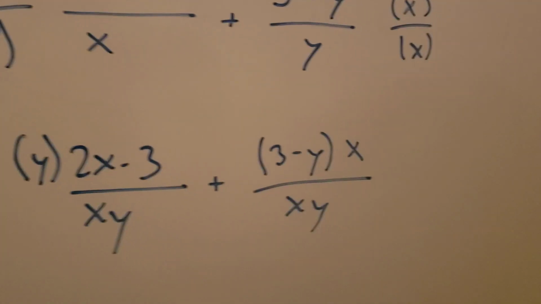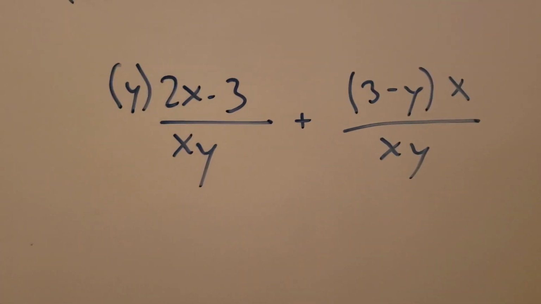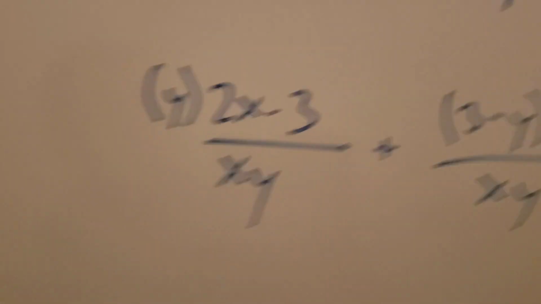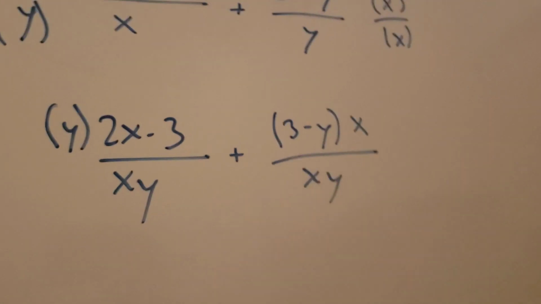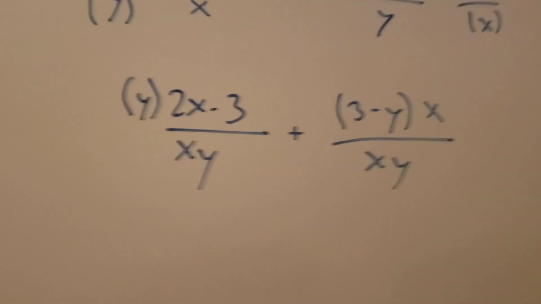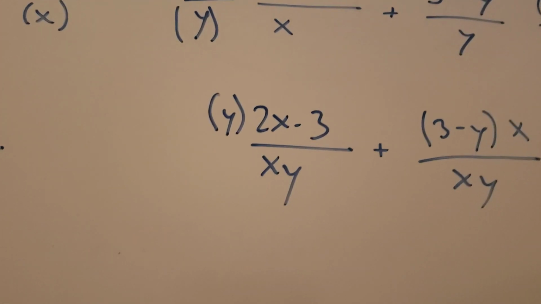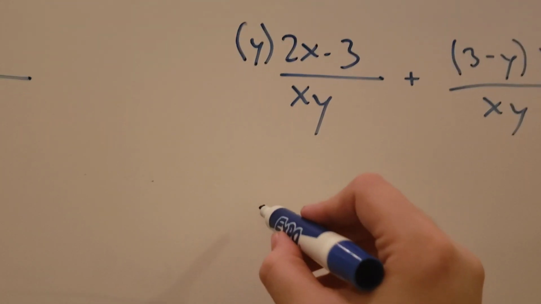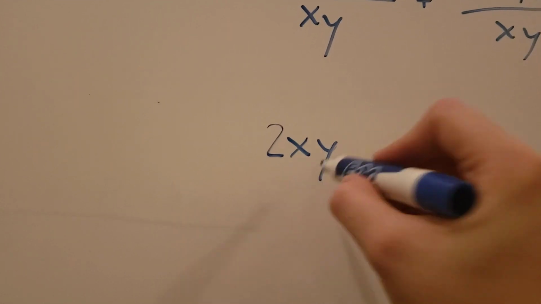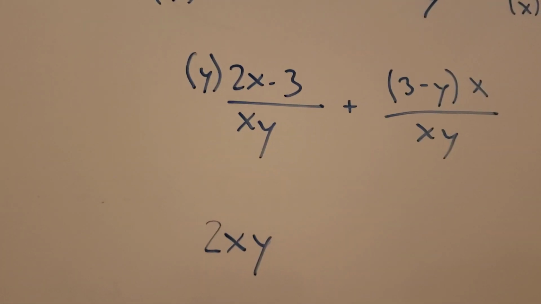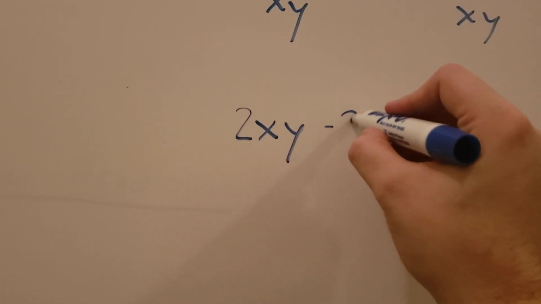So there's our problem now. We just have two distributions to do to finish the problem off. Okay. So on the left side here, we have to distribute y into 2x minus 3. So y times 2x is going to be 2xy, and y times negative 3 is negative 3y.